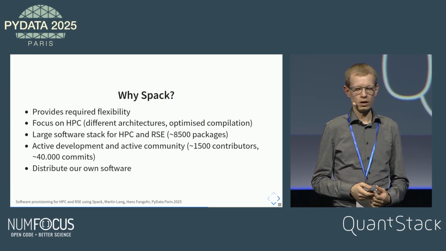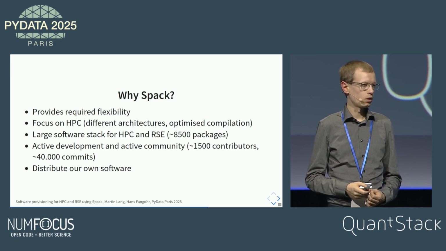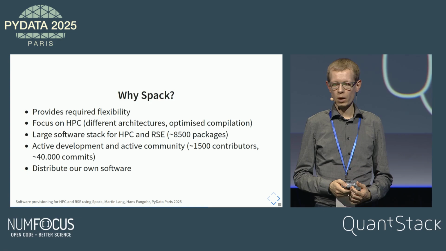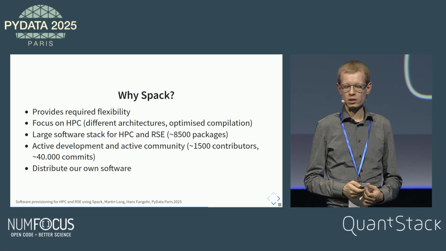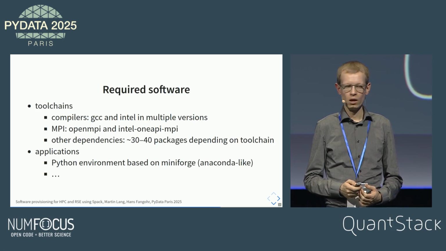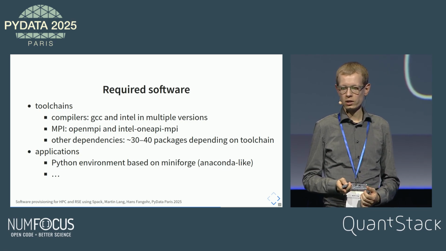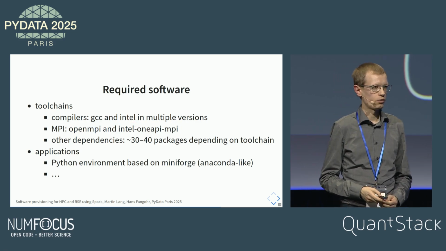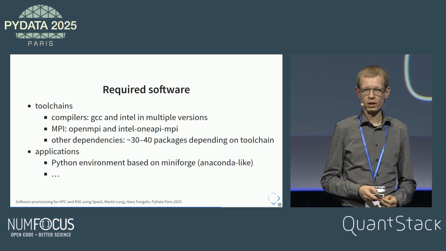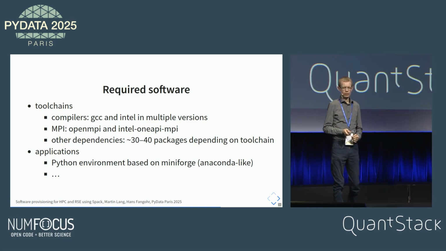It's quite actively developed, and the community is quite active, and we can also use it to distribute our own software. And we have contributed to a number of different packages, either support for new packages or fixing bugs in existing packages. To repeat our requirements, we have these toolchains where we want different compilers, either GCC or Intel in different versions. We want to combine these with different MPI implementations, OpenMPI for GCC, Intel MPI for the Intel compiler, and then depending on the toolchain, we have roughly 30 to 40 other packages in a toolchain. And we have the pre-compiled applications, so for example, an Anaconda-like Python environment.